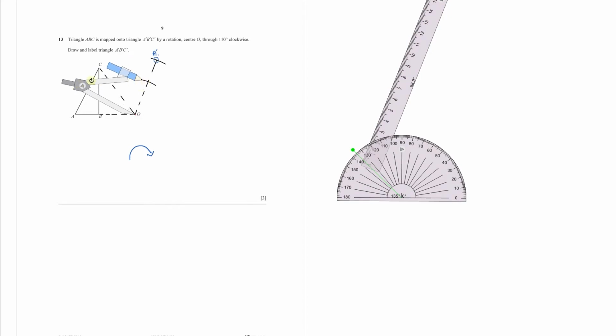And this intersection here will give you the point B prime. So let me mark B prime here. So this would be your point B prime.